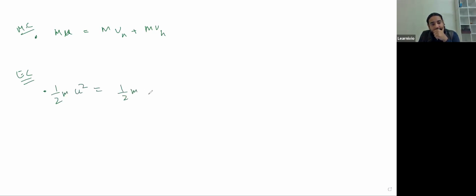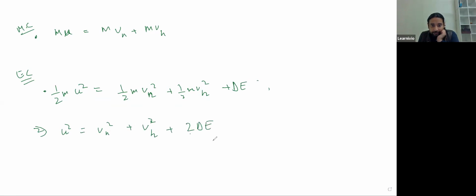Okay, let's write these things down again. You have mu, because of momentum conservation, is equal to mVn plus mVh, and energy conservation gives us half mu squared should be equal to half mVn squared plus half mVh squared. Okay, this is n and this is h. I need to be very careful about this. Plus delta E, and as I said, let's just divide the whole thing by m and multiply the whole thing by 2. What do you get? You get u squared is equal to Vn squared plus Vh squared plus 2 delta E by m.